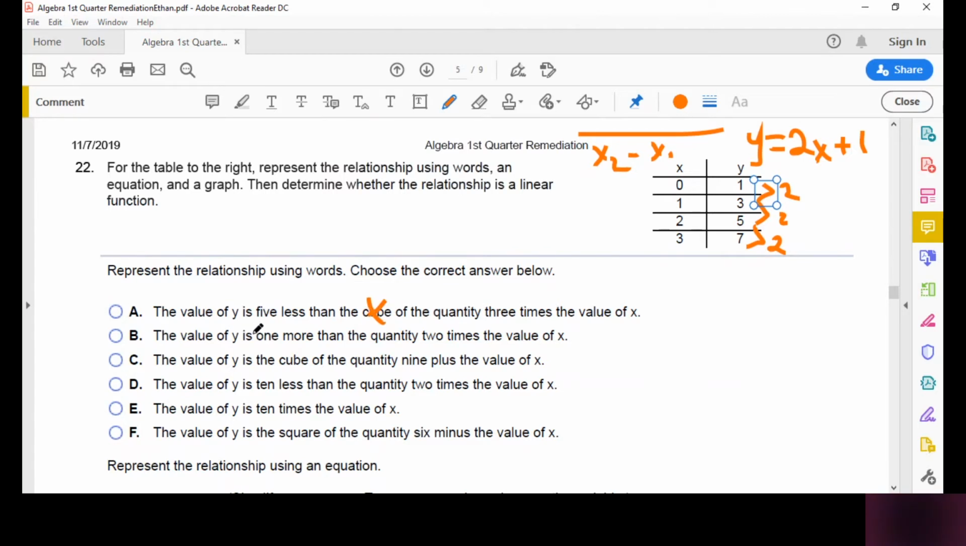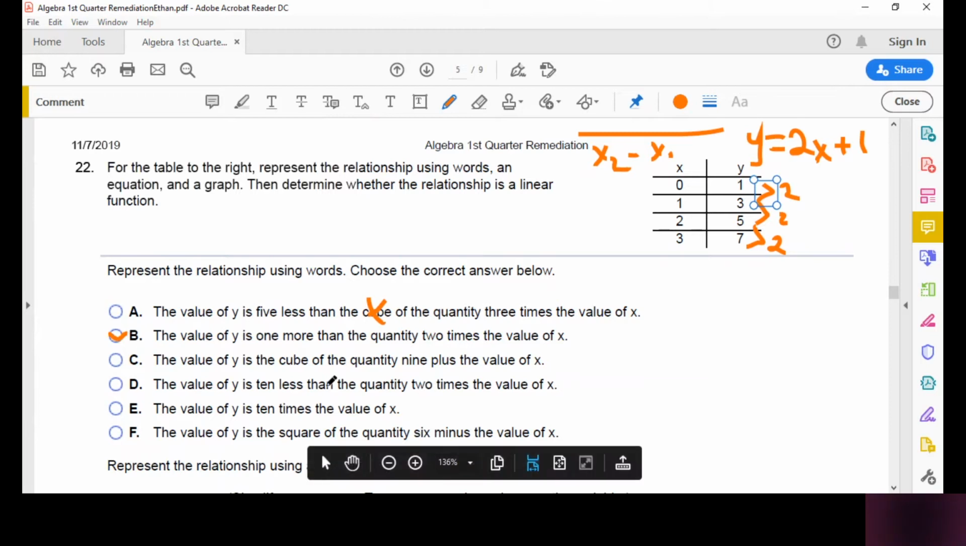The value of y is 1 more than the quantity of 2 times x. I think it might be this one, but let's read the other ones just in case. Cube. It's not a cube. We already determined this was a line.